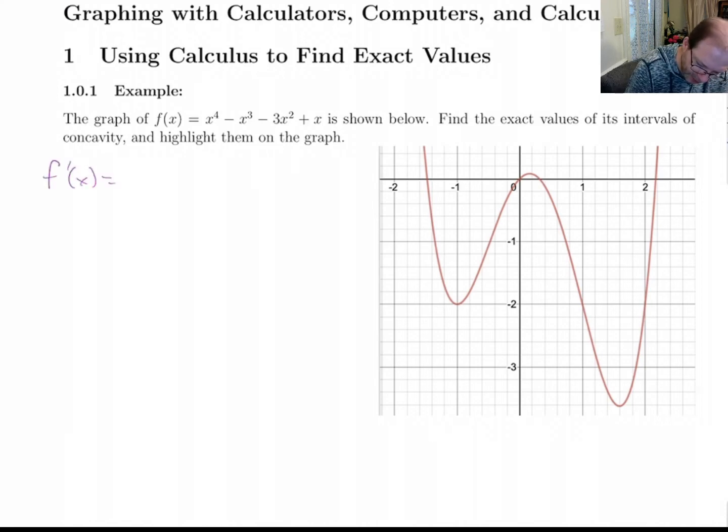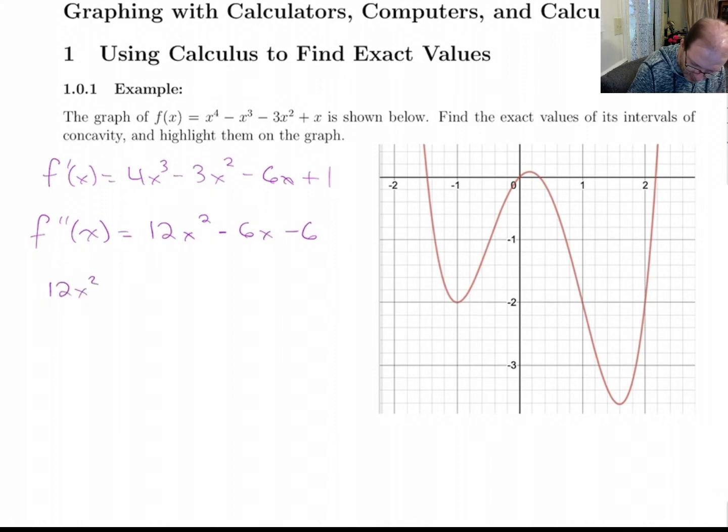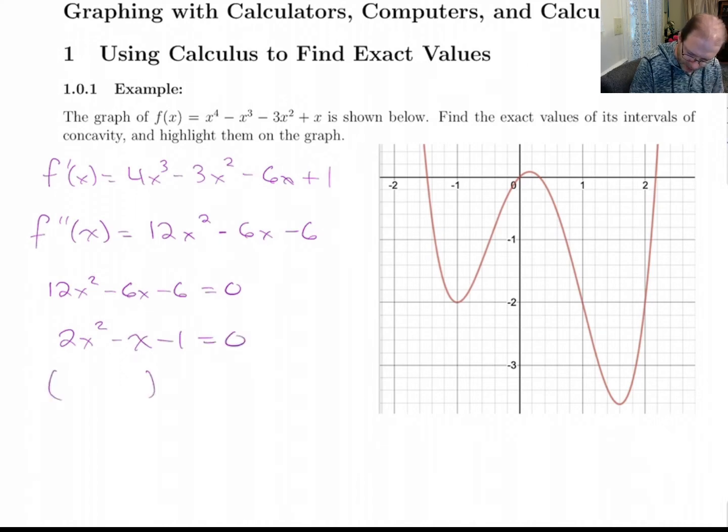So f prime here is going to be 4x cubed minus 3x squared minus 6x plus 1. And f double prime is going to be 12x squared minus 6x minus 6. So let's take that and set it equal to 0, and we'll find those hypercritical numbers. 12x squared minus 6x minus 6 equals 0. Divide both sides by 6, you get 2x squared minus x minus 1. And this should factor into, let's see, I believe it'll factor into that.